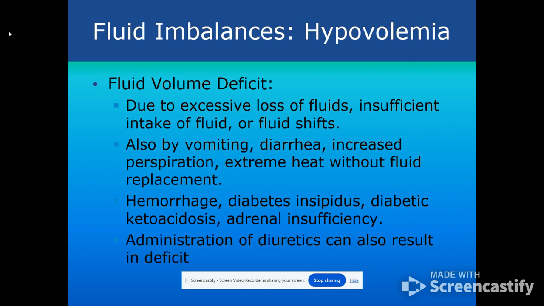So it can be because of insufficient intake of fluid, or fluid shifts can occur from vomiting and diarrhea. When it's hot outside, there is increased perspiration, especially when you don't replace your fluids with the sweat. It can also occur if you're hemorrhaging, or with diabetes insipidus, which you're going to learn more about in level 4, diabetic ketoacidosis, which we're going to talk about later on in the semester, and adrenal insufficiency, which again you'll learn in level 4. Administration of diuretics can also result in a deficit of fluid because they're putting off too much fluid via urine.